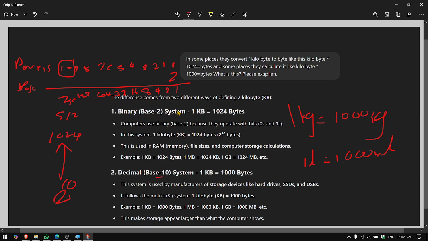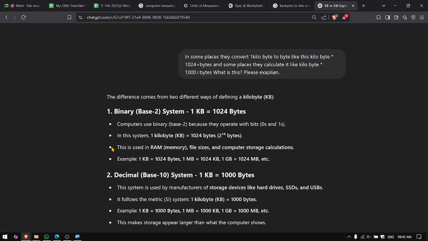If they ask for kilo in the base 2 system, you can use 1024. If they ask for base 10, or decimal, you can use 1000 as the number for kilo. Same thing, but two different scenarios, right? So let's see the other answers given by ChatGPT.